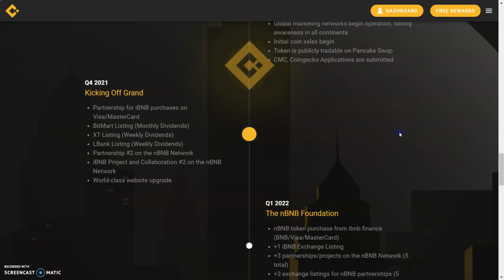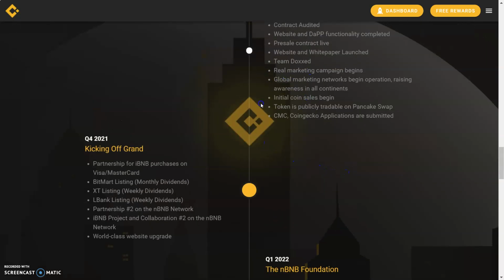Okay, so we got the partnership with the Visa and MasterCard. We got Bitmart listing. That will be huge. That will send the price skyrocketing ASAP. Guarantee that if it does do that. Monthly dividends as well. We got XT listing, weekly dividends. LBank listing. We're starting to see a lot of mentioning about LBank, so definitely want to pay attention to this project. If they're tapping in with this LBank listing, it's something that I'm hearing come up a lot. So we got weekly dividends. Partnership number 2 on the BNB network. iBNB project and collaborations. We got number 2 on the BNB network, world-class website upgrade. So we got a lot coming in Q4. If you got to see some of these happen, you guys know they're going to keep taking these down. Q4 is looking really good.